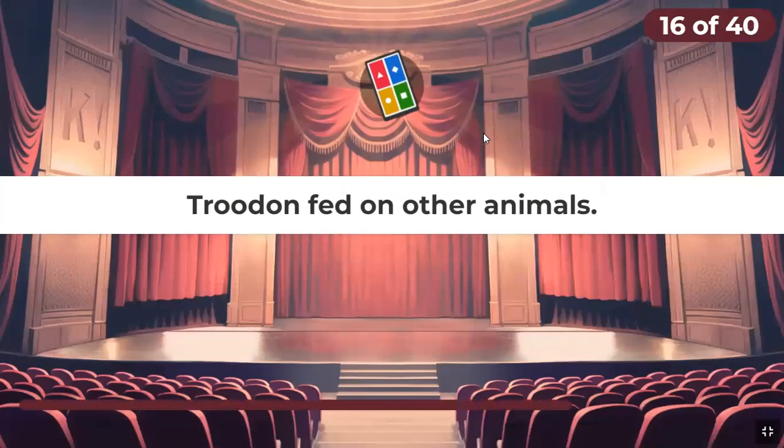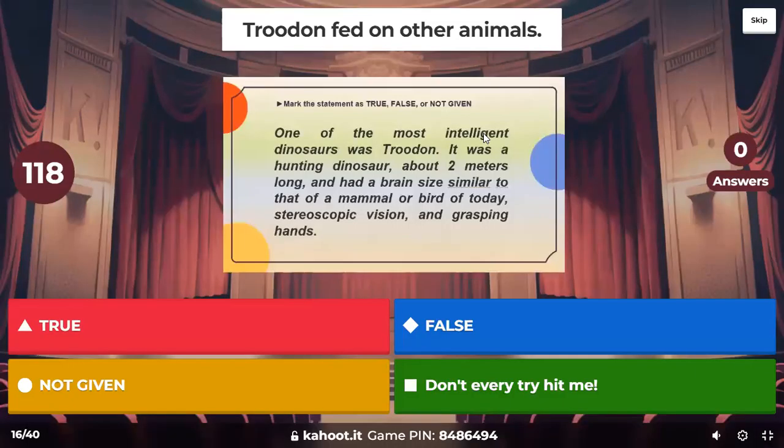Now, Truden fed on other animals. Now, these questions are in the right order. Statement number 1 was about this, and they follow the same order. The questions follow the same order of the reading passage. It was a hunting dinosaur about 2 meters long and had a brain size similar to that of a mammal or bird of today, stereoscopic vision and grasping hands. So the information is in the middle, but you need to make a decision whether this is true or false or not given.